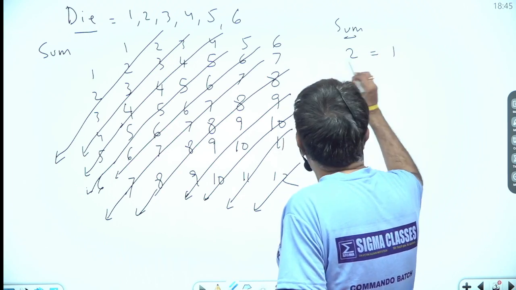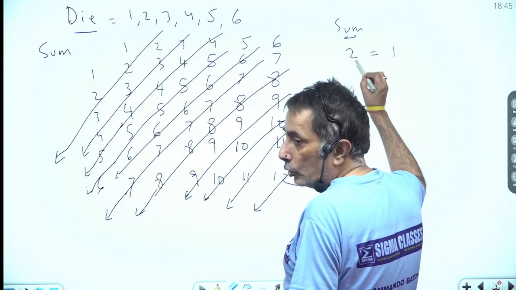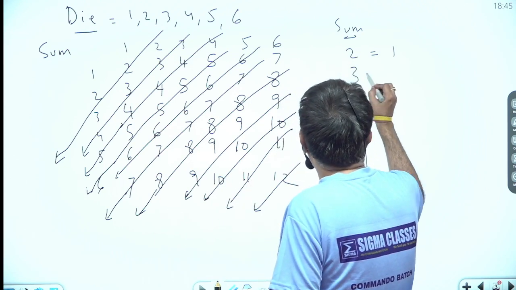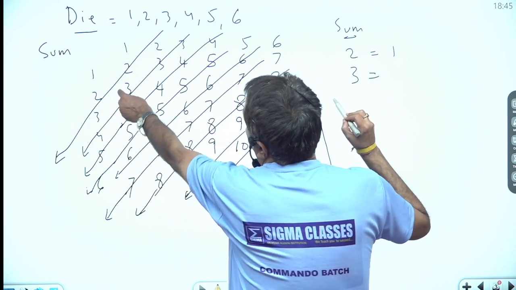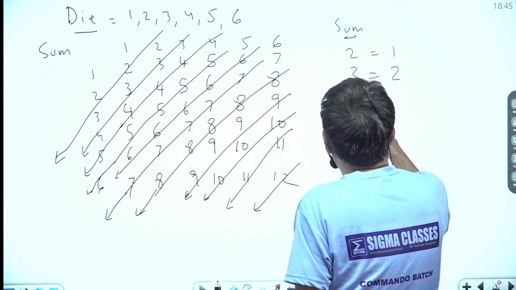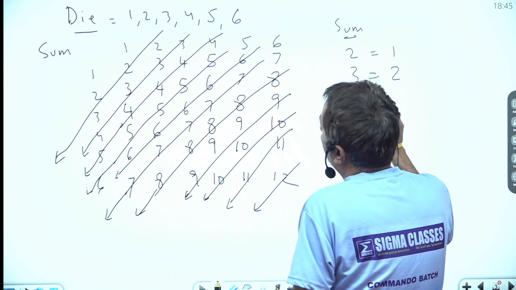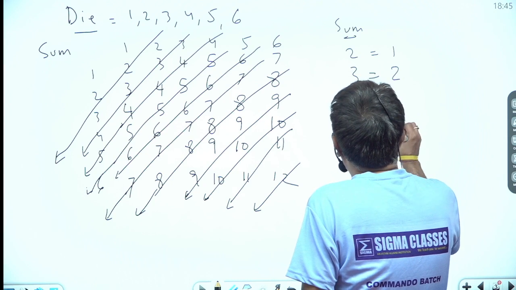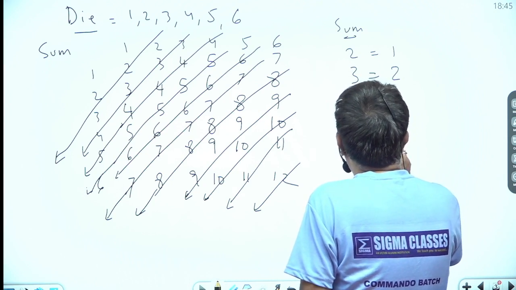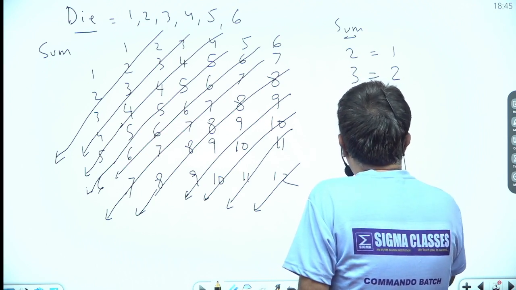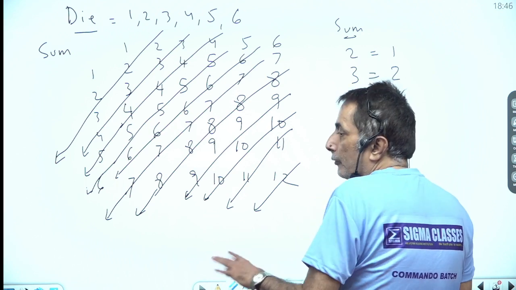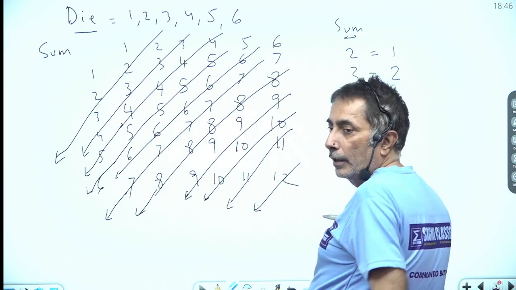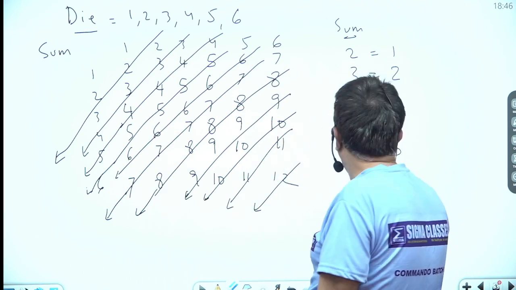So it's just one, एक number छोटा होता है. When you come to 3, 3 comes twice, 4 comes 3 times, 5 comes 4 times, 6 comes 5 times, and 7 comes 6 times. Now 7 is the only total which comes the maximum number of times, which is 6.